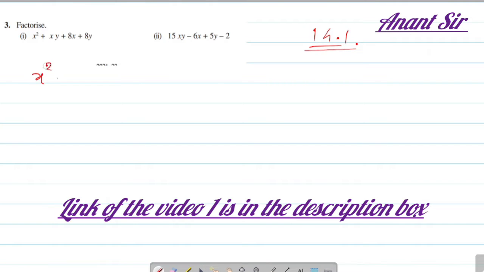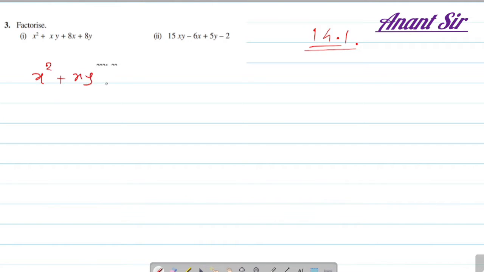So the first question is x square plus xy plus 8x plus 8y. Now you can see that there are four terms here. So you can separate these four terms into two groups of two terms. This is the first group of two terms and this is the second group of two terms.